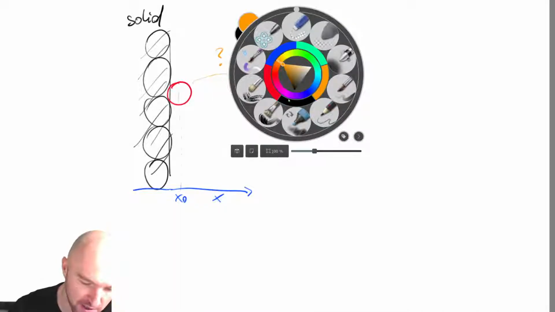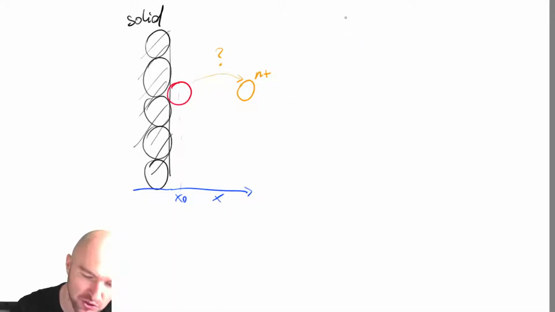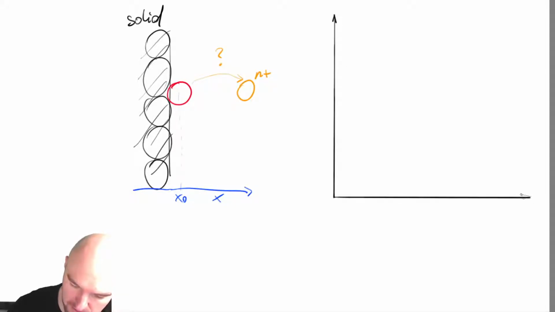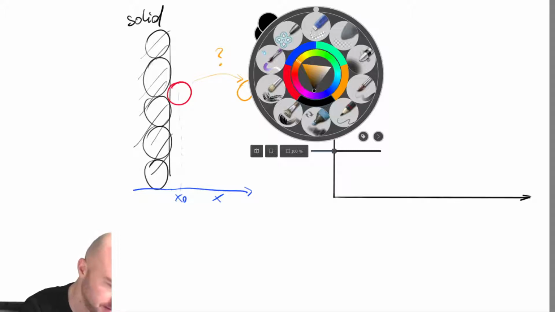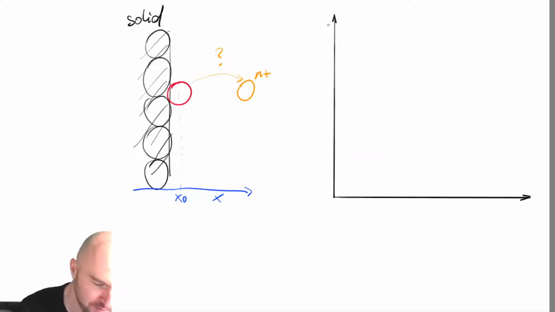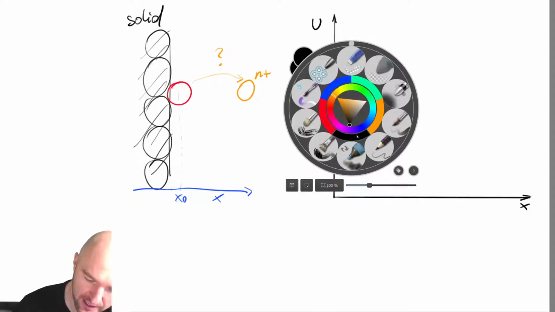So we can now draw an axis where we are plotting our potential, some kind of potential of our atom in dependence of our coordinate x. And we will take the energy of the atom in free space.